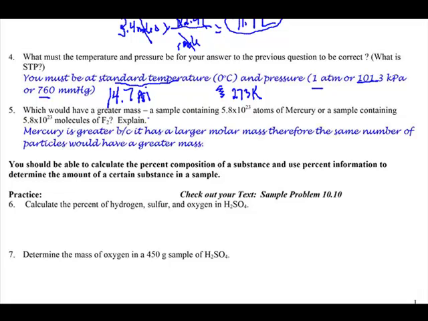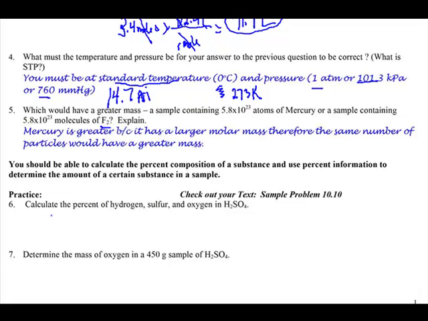Number 5, which would have a greater mass? A sample containing that many atoms of mercury, or a sample containing the same molecules of fluorine here? So we're going to say, well, they both have equal number of particles, but we have to compare the masses on the periodic table. So if we compare the mass of mercury versus the mass of F2, mercury would have a larger molar mass, so it would have a greater overall mass. Okay. If there were different numbers of particles here, if this said 5.8 times 10 to the 23rd and this said 7.95 times 10 to the 23rd, we would have to convert it to a mole and see what the final answer would be that way.